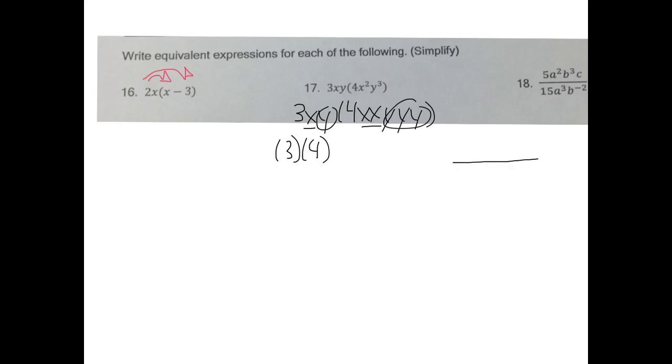This one I would set up a big problem here. This b, he wants to be on top, so I'd let him go up there. You have 5 and then you have a a. You had b, b, b, but then you move 2 more b's up, and then you have a c up there. Then on bottom you have a 15, a, a, a. So I would just start canceling out.